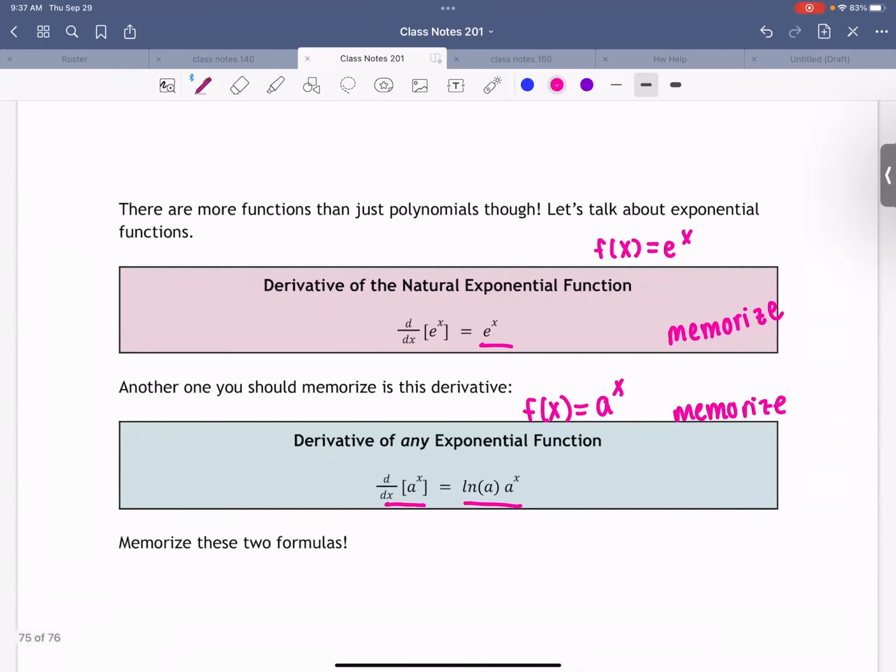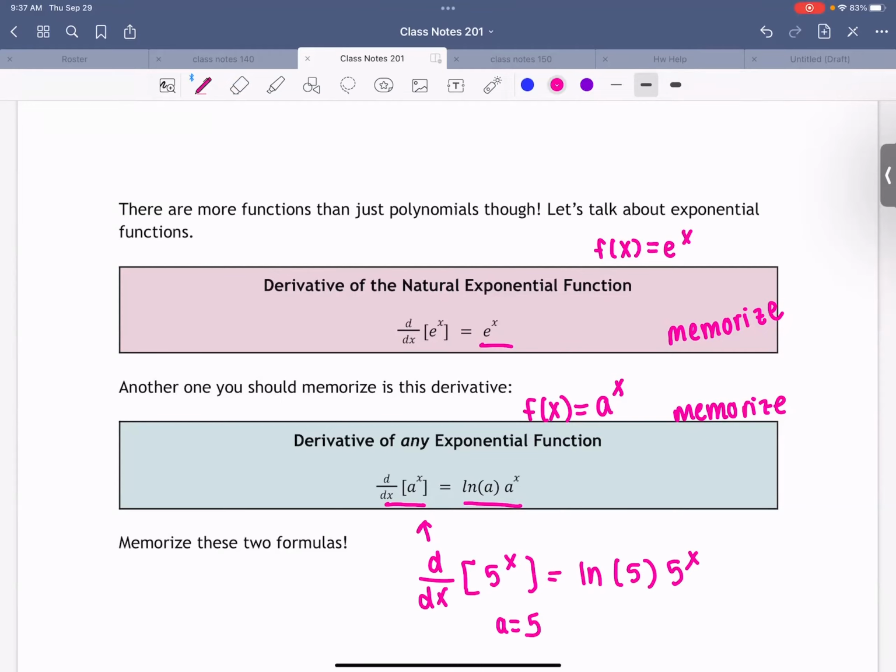Just to get our feet wet here, let's find the derivative of 5 to the x. Okay. Now, what's my base here? What is a? A is 5, good. So can someone tell me, using the formula, what the derivative of this function is? Natural log of 5 times 5 to the x power. Good, natural log of 5 times 5 to the x. You literally just plug it into the formula.